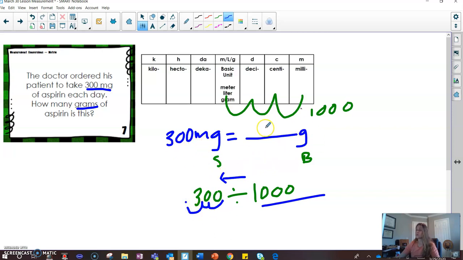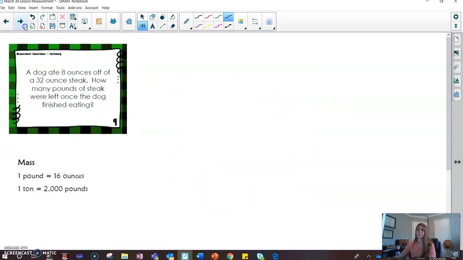So we know that 300 milligrams is the same thing as 3/10 of a gram. Or you could have put 300 thousandths of a gram. But those zeros don't matter, so we could just say 3/10. Oh, we have one more, just kidding.